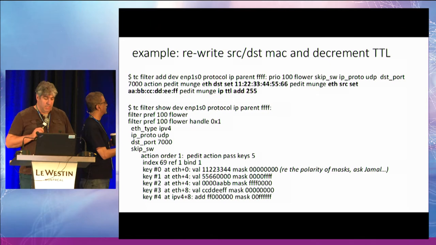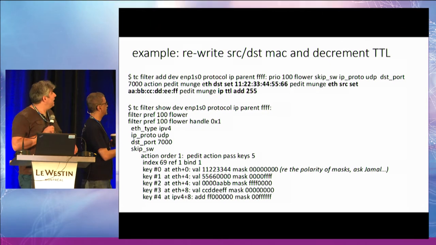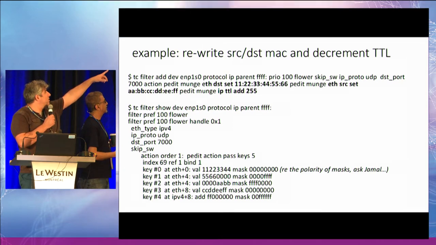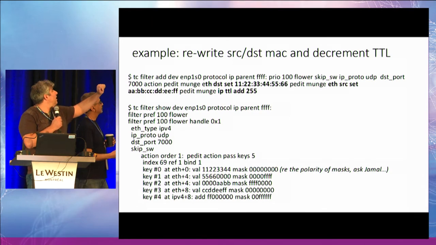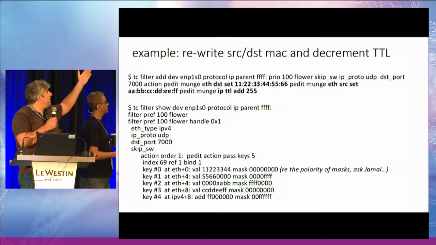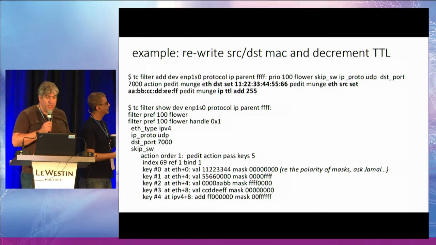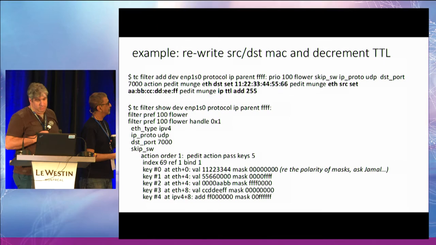So, Ronnie is talking, are you talking about this? Being the head office? Example here that you can see, we p-edit mangling Ethernet destination. We set it to a specific MAC. And we edit the destination MAC, and we're decrementing the TTL. A classic routing action. No, this is really good, and this is useful for hardware.